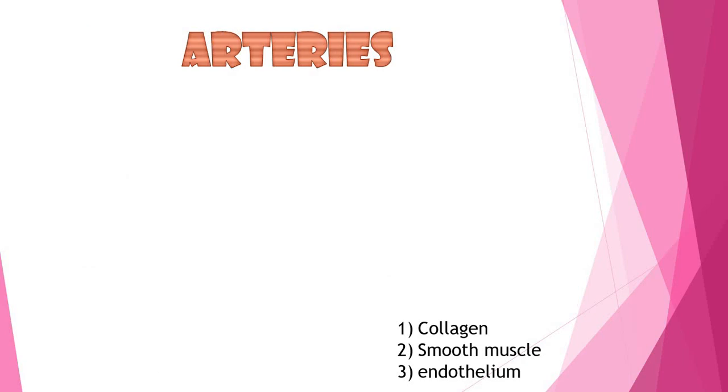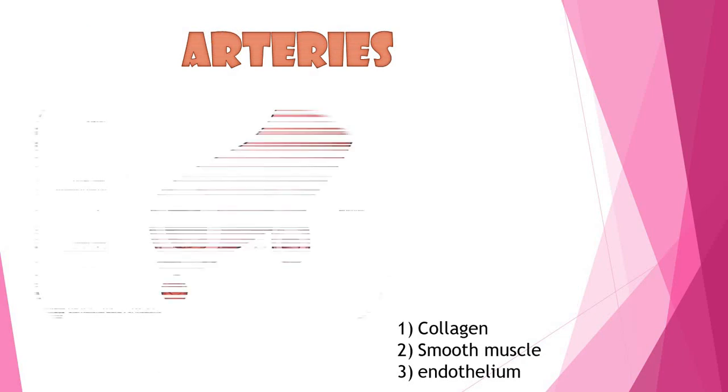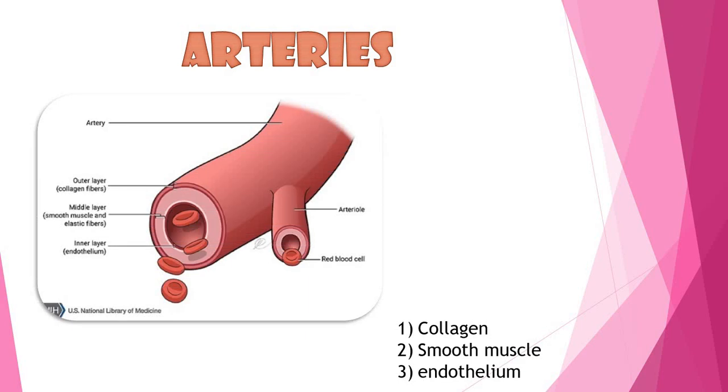Let's begin with arteries. This is the shape of the artery. This is a big artery. And this is a cut section to see the structure of the artery. It consists of three layers. The outer layer, which is made of collagen fibers. The middle layer, made from smooth muscles and from elastic fibers to give it strength, and the collagen fiber to give it elasticity, to make it easily contract and expand.